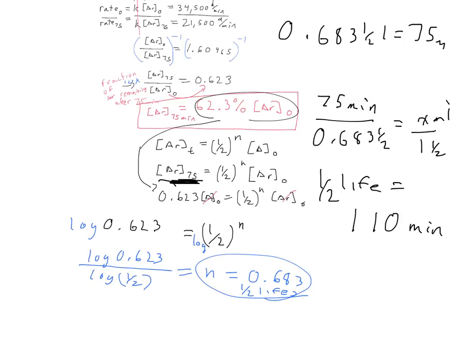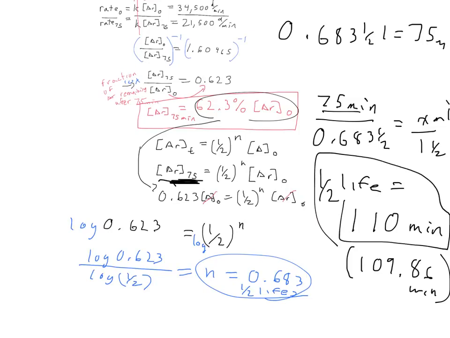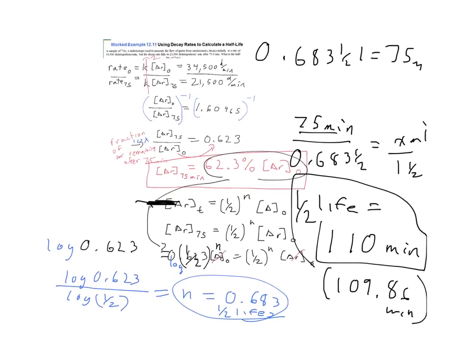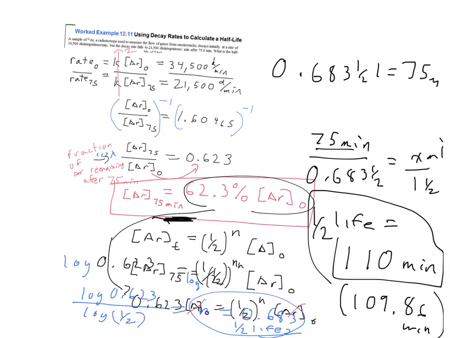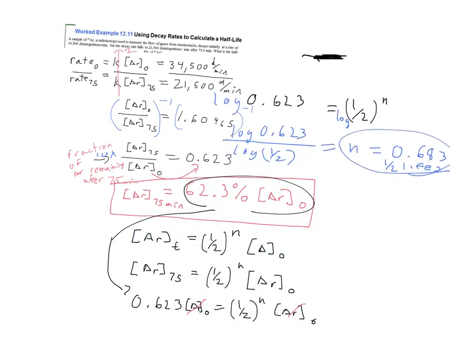My calculator, in case you're curious, actually reads 109.86 minutes. But we've got two sig figs with our 75 minutes. So the half-life would be 110 minutes. And this is what I would consider an extreme problem. But it's doable. It's towards the upper level of the difficulty I would expect for this class, but I do think you're capable of doing it. And you may encounter it again in the homework.